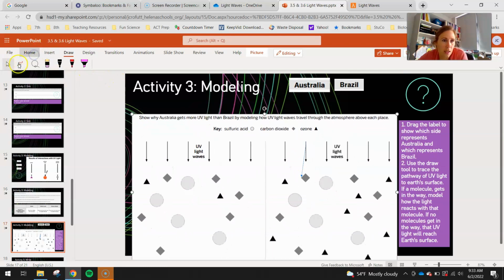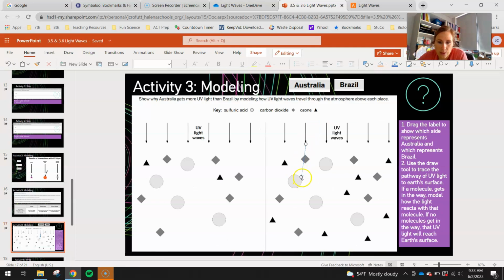Oh, I'm struggle busting, guys. This arrow is going to go straight through this carbon dioxide. Okay, so that would be my arrow going down. So that shows me that when this light wave hits this carbon dioxide, it goes straight through.